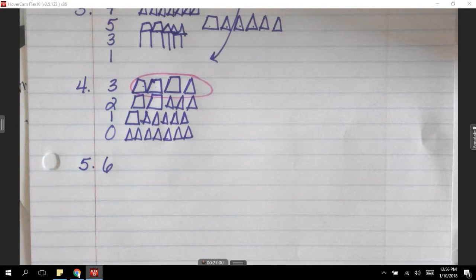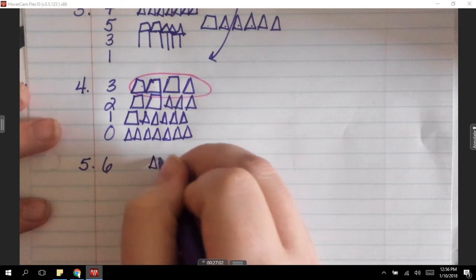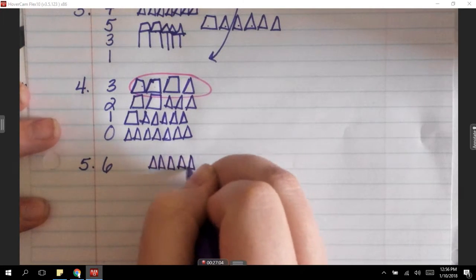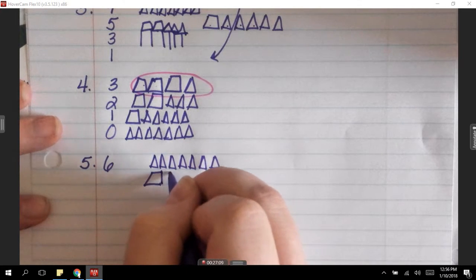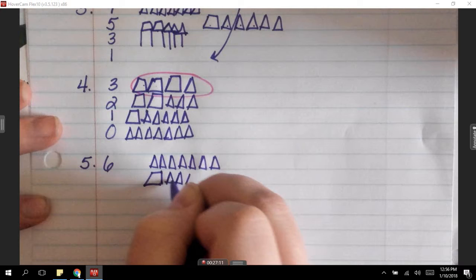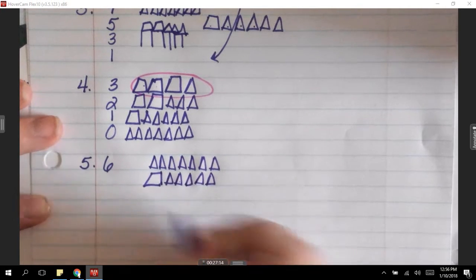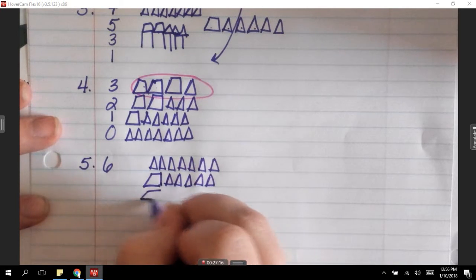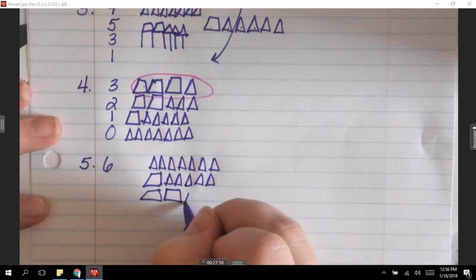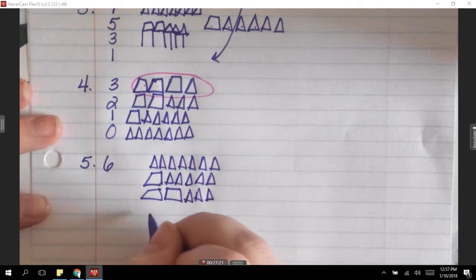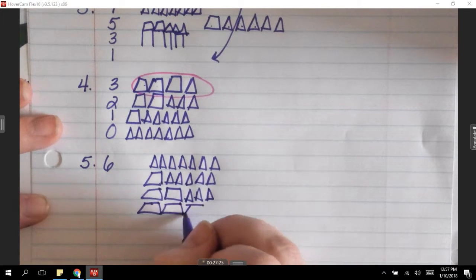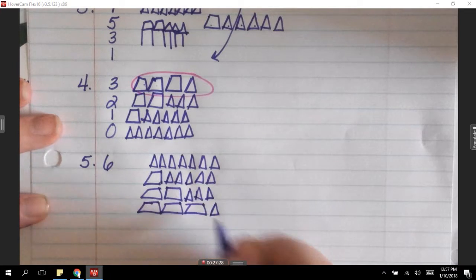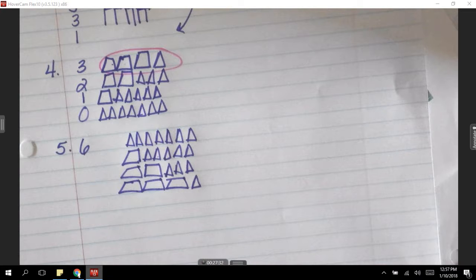And if you need to list it out, you can always just start off with all triangles: 1, 2, 3, 4, 5, 6, 7. And then you're like, okay, what if I add in 1 trapezoid? What if I add in 2 trapezoids? What if I add in 3 trapezoids? Oh, but whoa, I'm only getting 4. Where are the other 2 coming from?